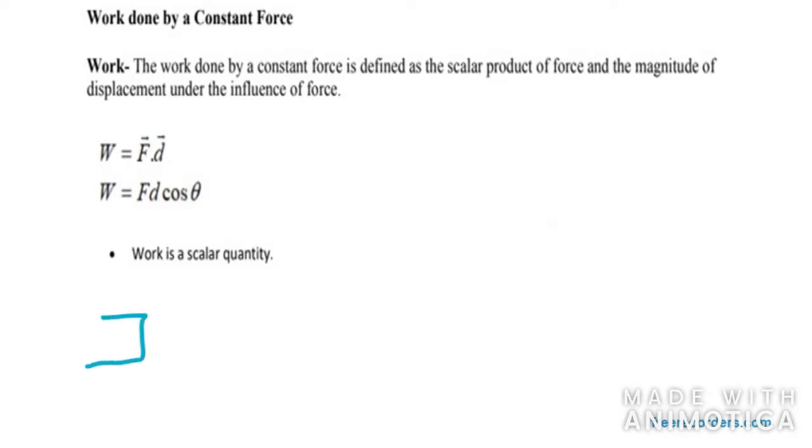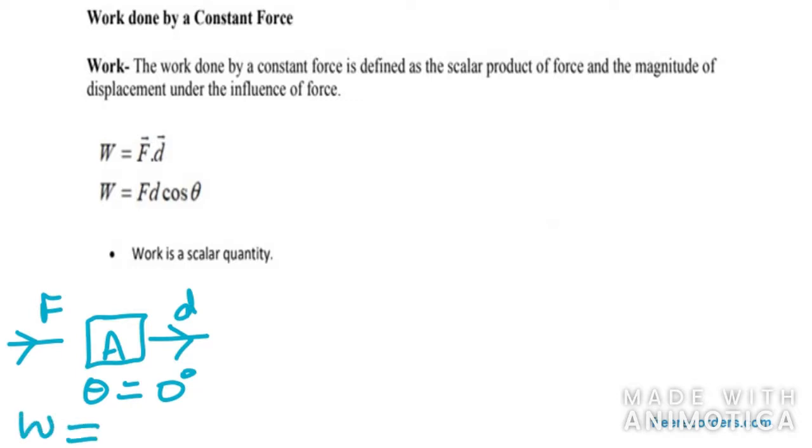Part A, force is in the same direction and the displacement is in the same direction. That means there is no angle between F and D. That means my theta here is 0 degree. So what I can get from this is, as you know, cos 0 degree is 1. So that means my work done is F dot D.